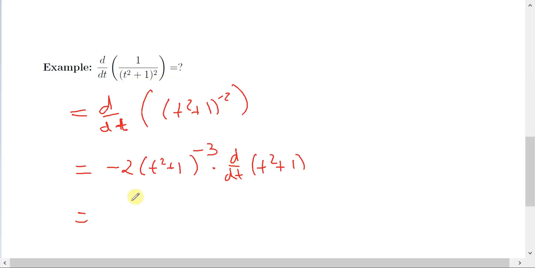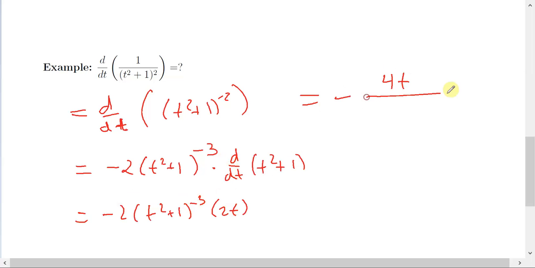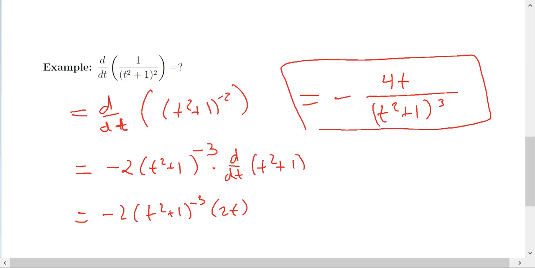And so what I get is minus 2 times t squared plus 1 to the minus 3, and then this derivative is just 2t. So putting this all together, getting rid of the negative exponent and combining the 2's, it looks like I'm going to have a minus 4t over t squared plus 1 to the third power. So that would be my derivative for that function.